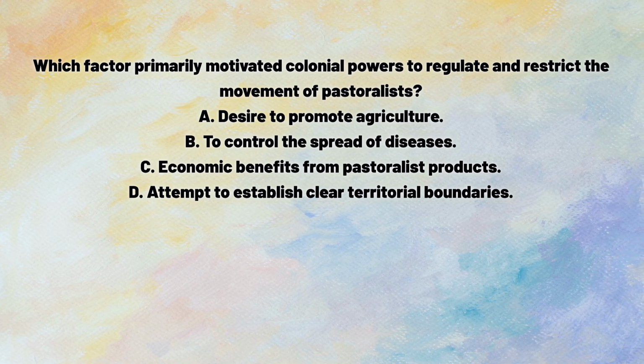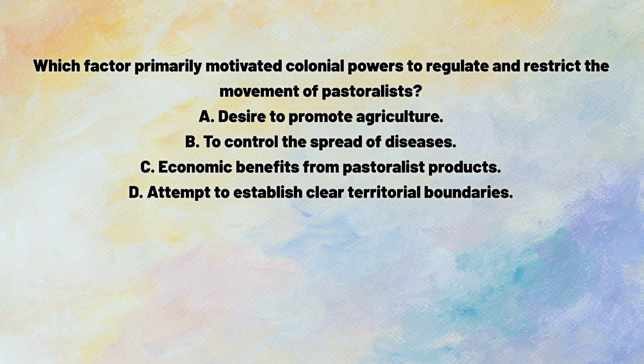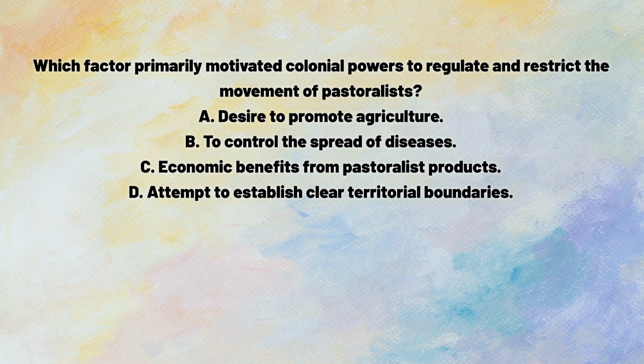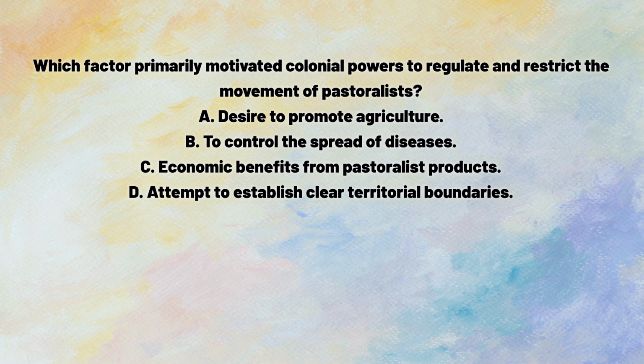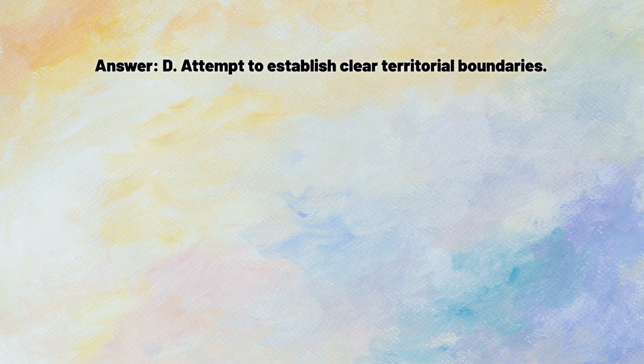Which factor primarily motivated colonial powers to regulate and restrict the movement of pastoralists? A. Desire to promote agriculture. B. To control the spread of diseases. C. Economic benefits from pastoralist products. D. Attempt to establish clear territorial boundaries. Answer: D. Attempt to establish clear territorial boundaries.